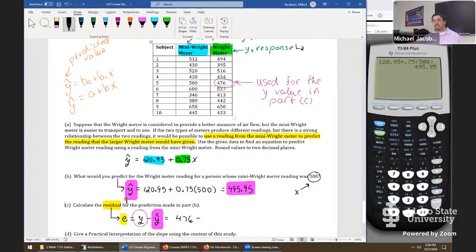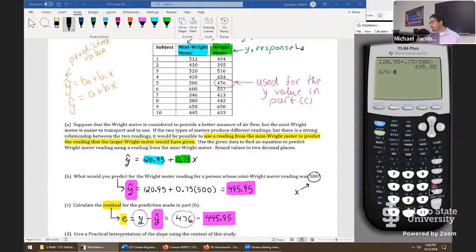minus what was the predicted value? The predicted value was 495.95, so that goes down here. Let's slap it with that marker there just for the help with the color coding. And now that's all we're doing right here, just performing that subtraction. So 476 minus 495.95. It gives us a residual of negative 19.95.